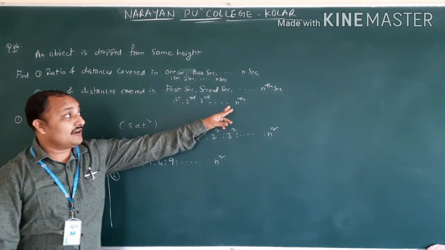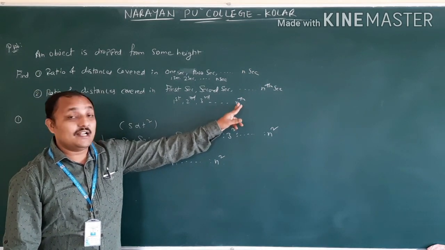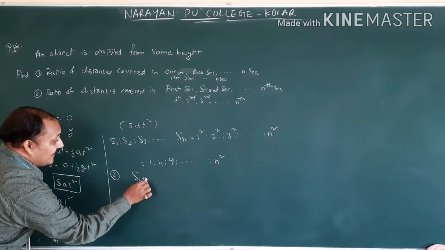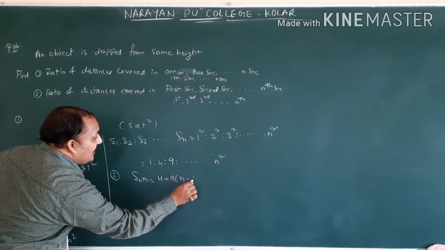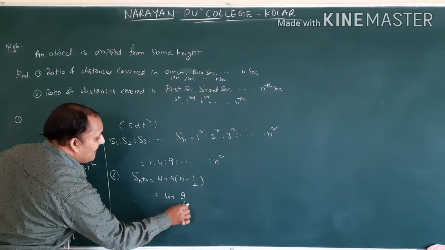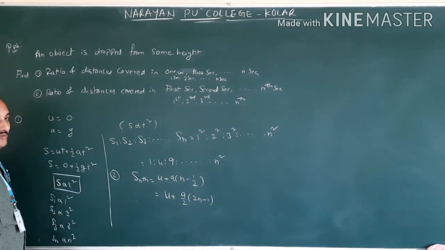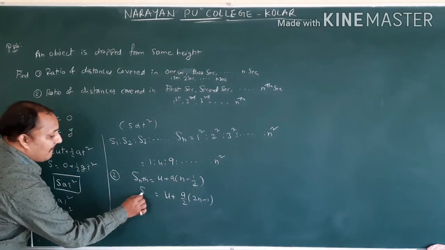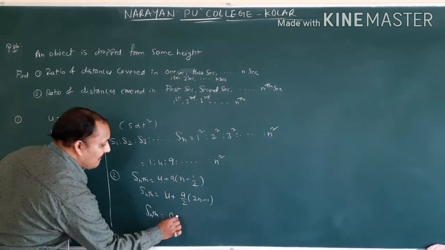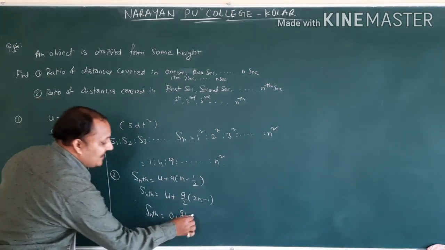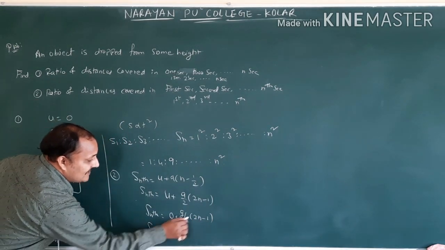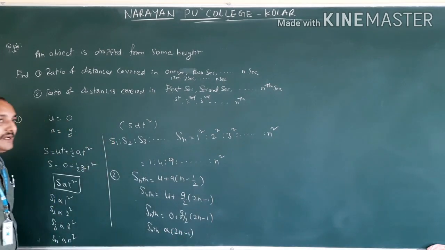We already have this equation I gave for you: distance covered in the nth second. What is the formula? Yes, Sn is equal to u plus a into (n minus 1 by 2). Otherwise this equation only we give: u plus a by 2 into (2n minus 1). This 2 we have taken as LCM. This is the formula. So Sn is equal to u, value how much? 0. A value is g, so g by 2 into (2n minus 1). Now g by 2 is constant. Therefore Sn is directly proportional to 2n minus 1.